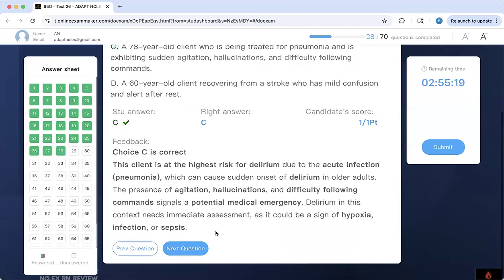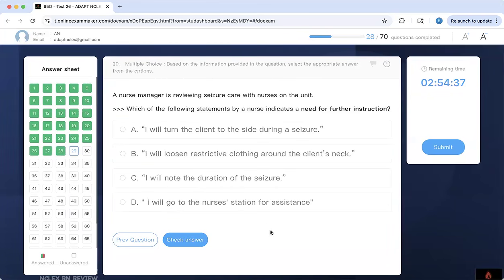C is your right answer. A nurse manager is reviewing seizure care with nurses on the unit. Which of the following statements by the nurse indicate a need for further instruction?